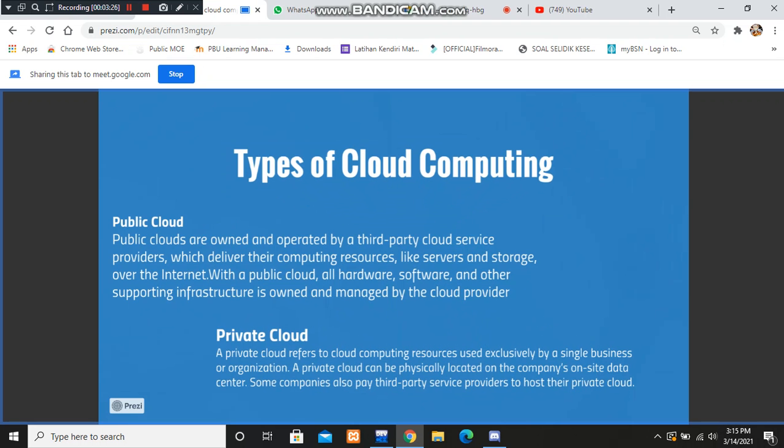Next is private clouds. A private cloud refers to cloud computing resources used exclusively by a single business or organization. A private cloud can be physically located on the company's on-site data center. Some companies also pay third-party service providers to host their private cloud.